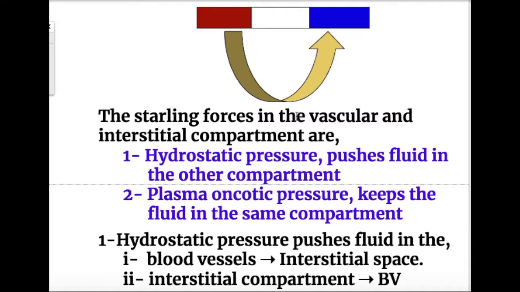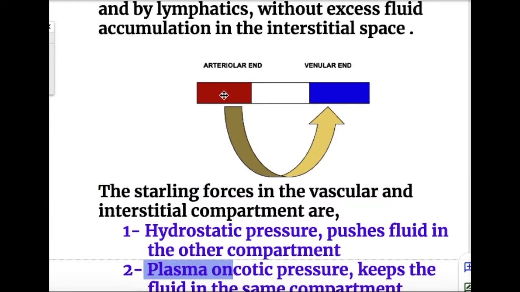The Starling forces in the vascular and interstitial compartment are hydrostatic pressure and plasma oncotic pressure. The hydrostatic pressure pushes the fluid into the other compartment, whereas plasma oncotic pressure keeps the fluid in the same compartment. So the hydrostatic pressure in the blood vessel pushes fluid into the interstitial space, and the interstitial pressure pushes the fluid back into the blood vessel, whereas plasma oncotic pressure in the blood vessel keeps the fluid in the blood vessel, and the oncotic pressure in the interstitial spaces tries to keep the fluid in the interstitial spaces.